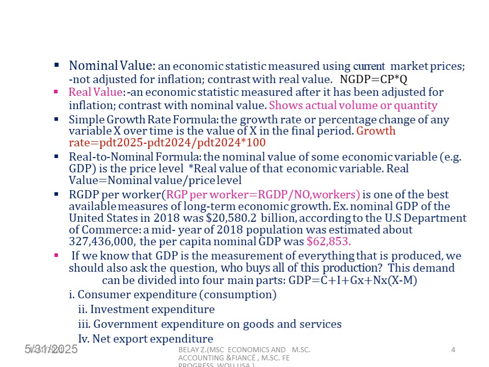Nominal value is an economic statistic measured using the current market price. That is, the nominal value uses the current market price, not adjusted for inflation, in contrast with real value. So nominal GDP is calculated by current market price times quantity. Real value is an economic statistic measured after it has been adjusted for inflation or price. That means it is calculated using the base year, not the current year, in contrast with nominal value. It shows actual volume or quantity, the actual production.